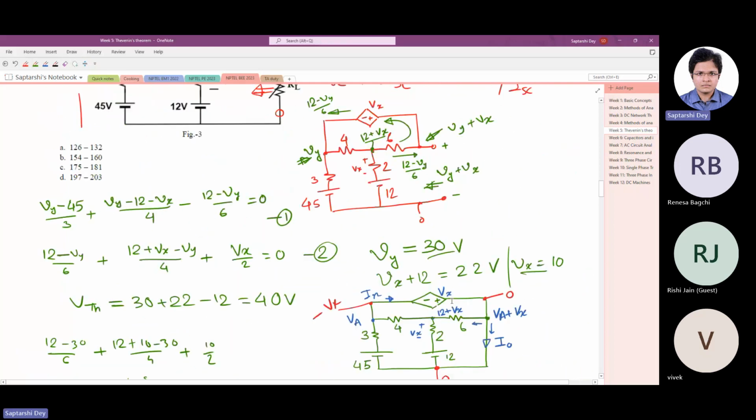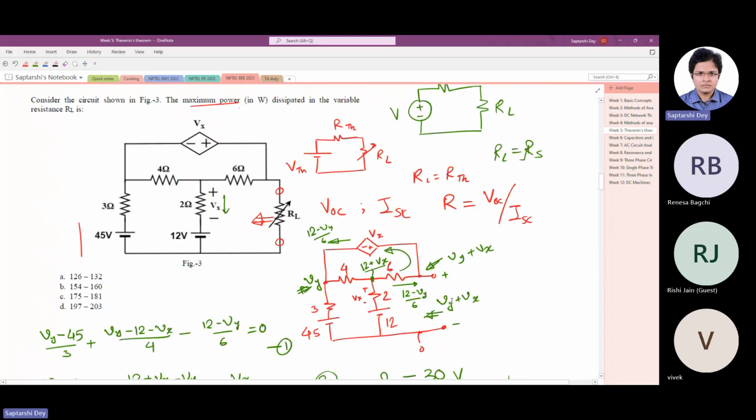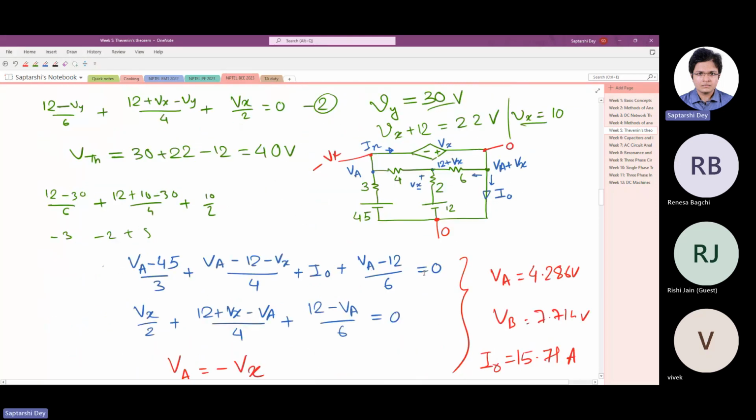So you see, these problems are all about writing the equations and solving them fast if you are appearing for competitive exams and your university exams also. Okay, any doubt?